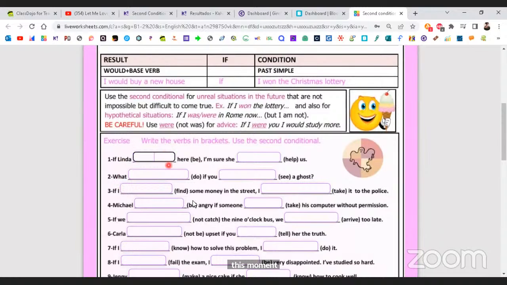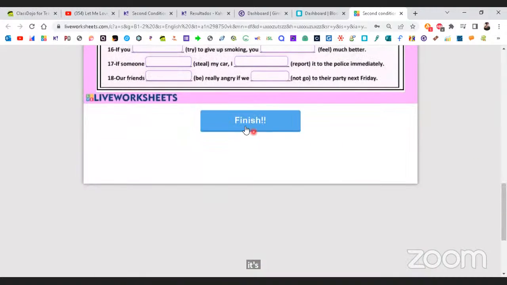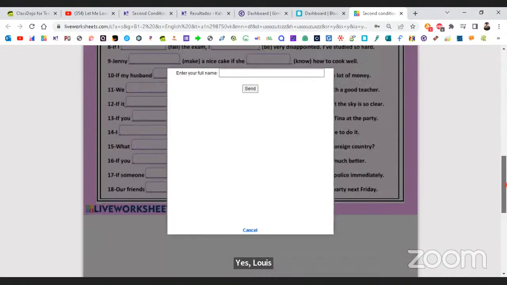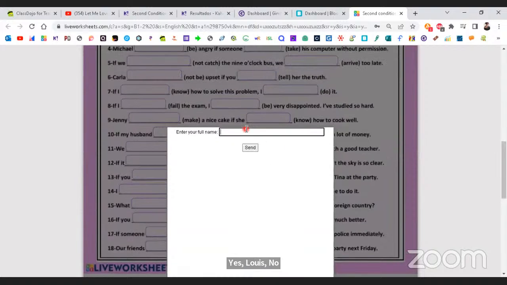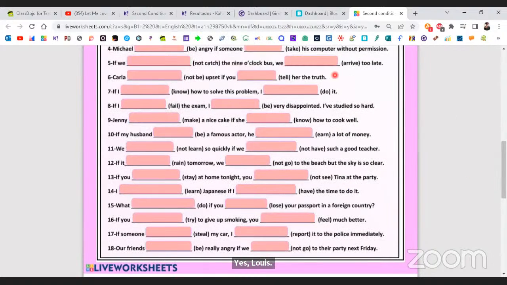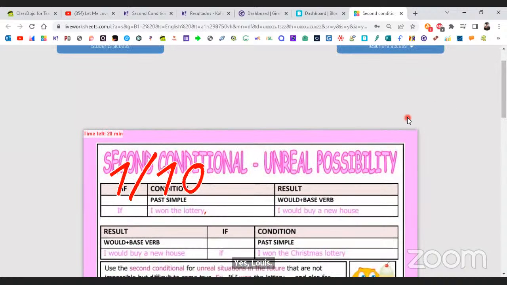Si comienza con if, ¿qué necesitas? Pasado. Si comienza con otra cosa y después la coma, ¿qué necesitas? Would y el verbo help. Eso es todo. Nada más. Acabas, colocas en finish, colocas tu nombre, yo colocaré prueba, ¿ok? Envías y tomas captura de tu calificación. Solo de la calificación, chicos. 1 sobre 10, envío. Nada más, ¿de acuerdo? Lo van a hacer en este momento.